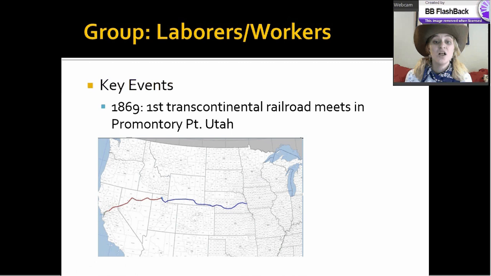This is a big deal because this is the first continuous connecting railroad in the United States. It makes travel across the country much easier. It leads to time zones because now we realize that the sun is in different places in different parts of the world. So time zones come out because of that.